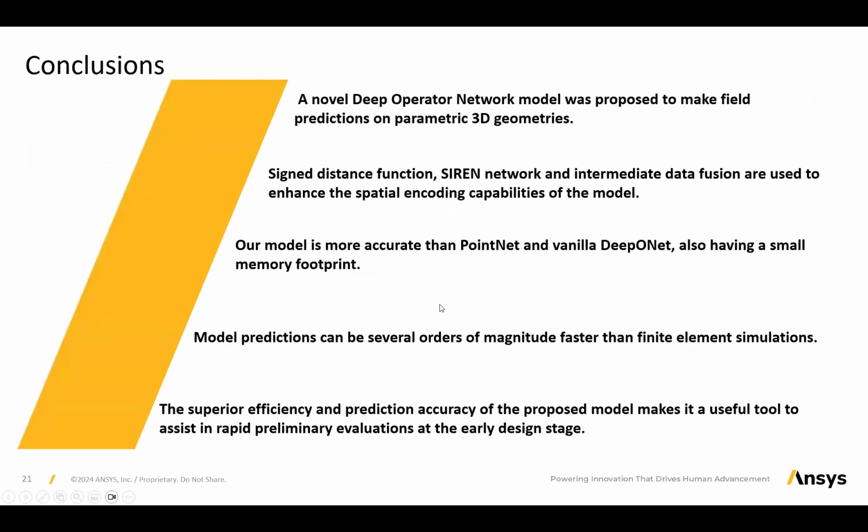So, into conclusions, we provide a novel deep operator network model to make predictions on parametric 3D geometries. We include signed distance functions, SIREN networks, and intermediate data fusion to enhance the spatial encoding capabilities of the model. Our model is more accurate than PointNet and the regular DeepONet model in a benchmark problem, and also has a relatively small memory footprint when training. Model prediction can be several orders of magnitude faster than finite element simulation once the model is trained. We see that the superior efficiency and prediction accuracy of the proposed model would make it a very useful tool to assist in rapid preliminary design evaluation at the early design stage.